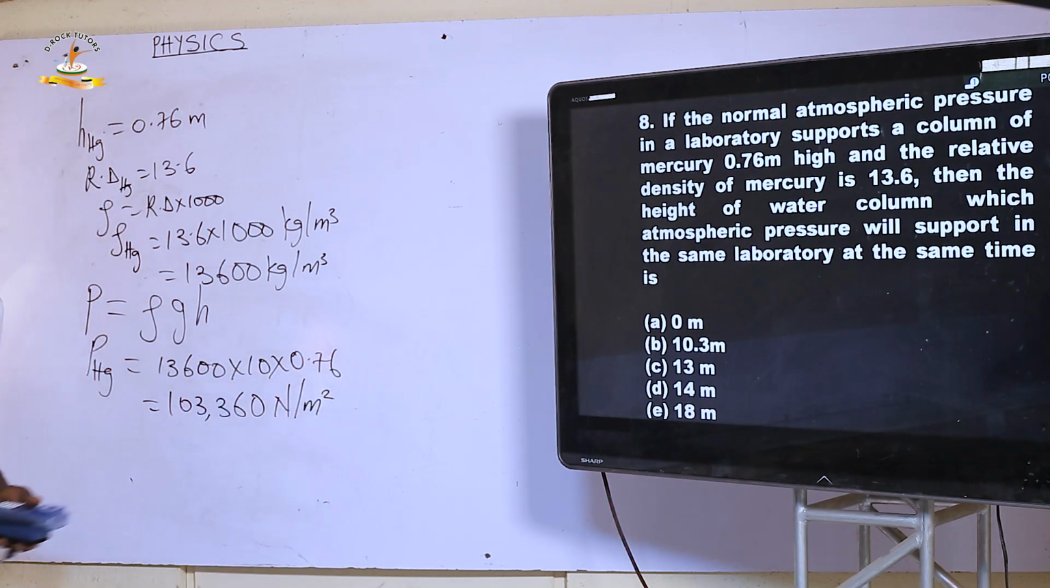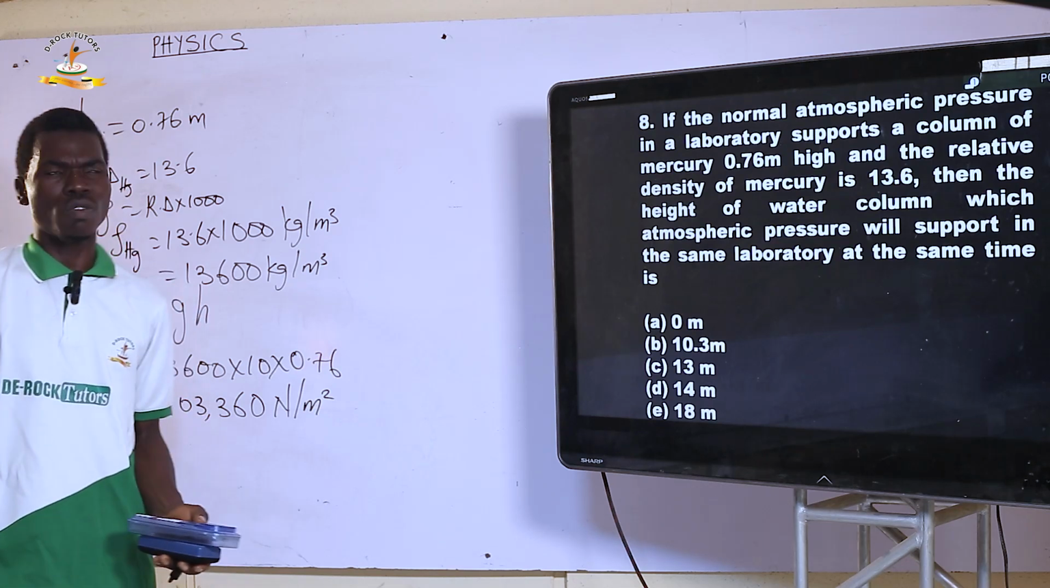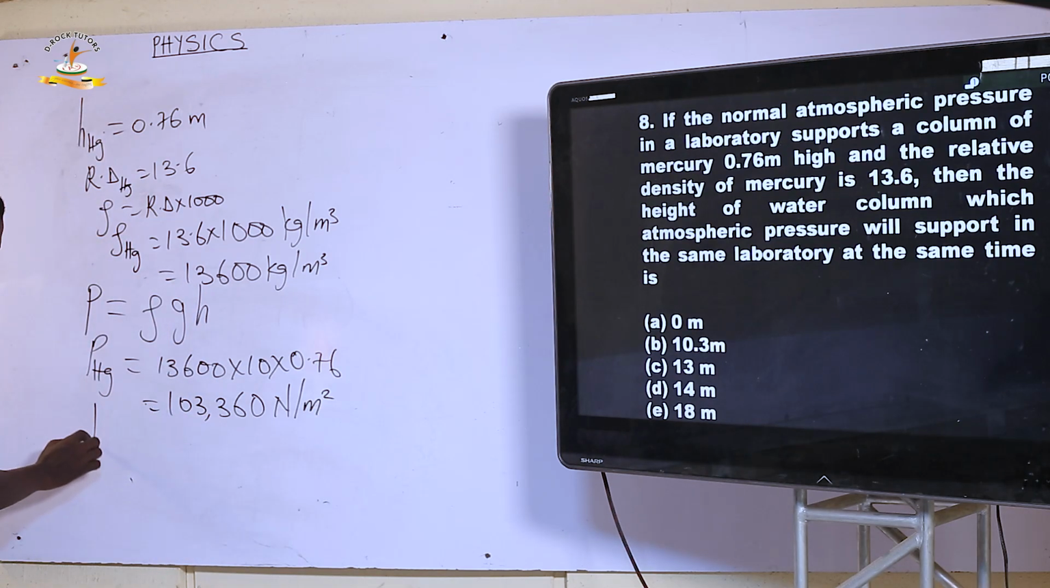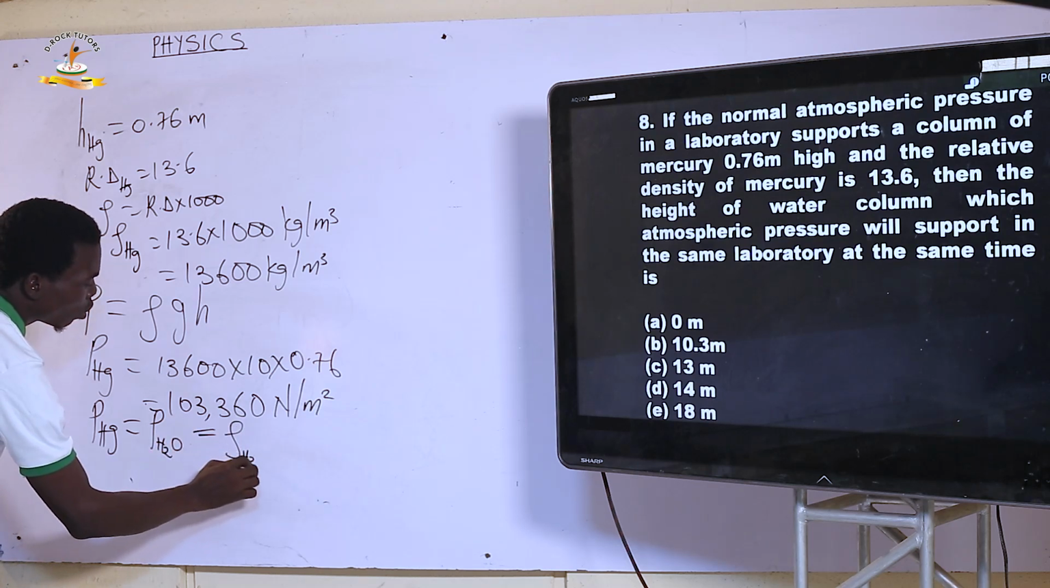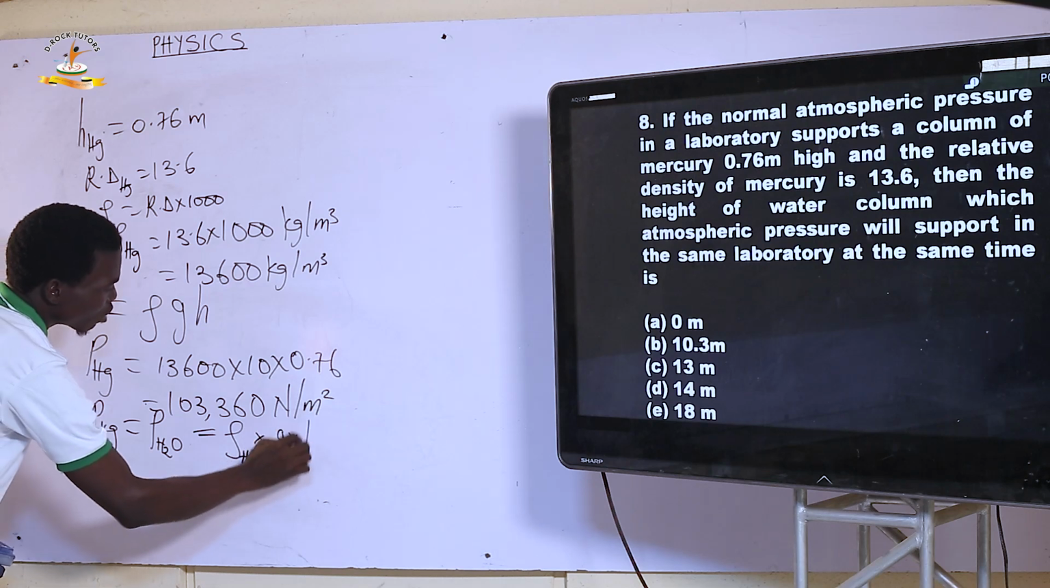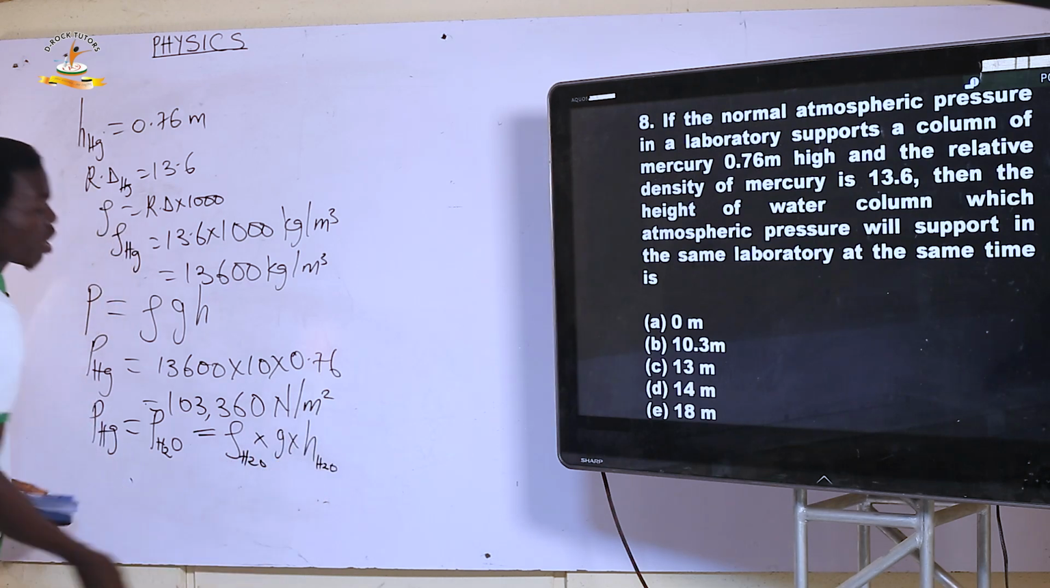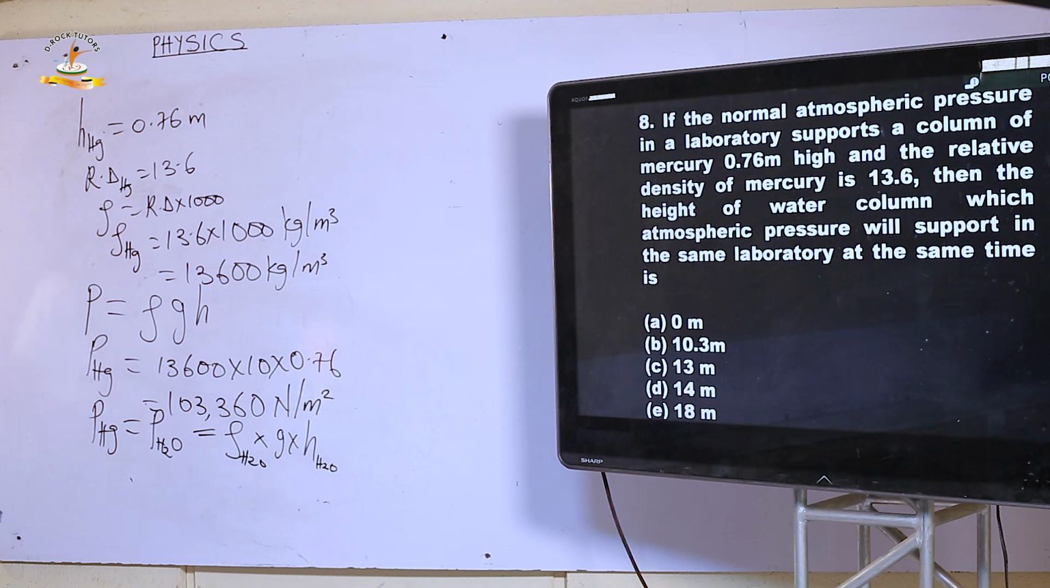If you like, you can use Pascal. Pressure can be measured in Newton per meter squared or Pascal. However, this is the same pressure that will be supported for water. So we are literally going to look for that of water. This pressure of mercury will be the same as the pressure on H2O, water. So for water, it is going to be density of H2O times g times height of H2O, which is the bone of contention. That's what we are looking for. We just need to know that the pressure in the same place is going to be the same for whatever thing is inside that place.